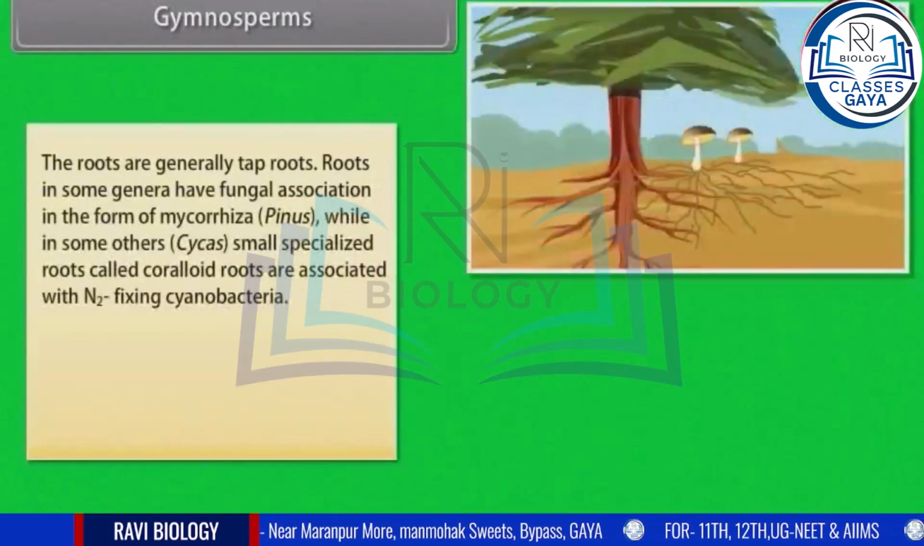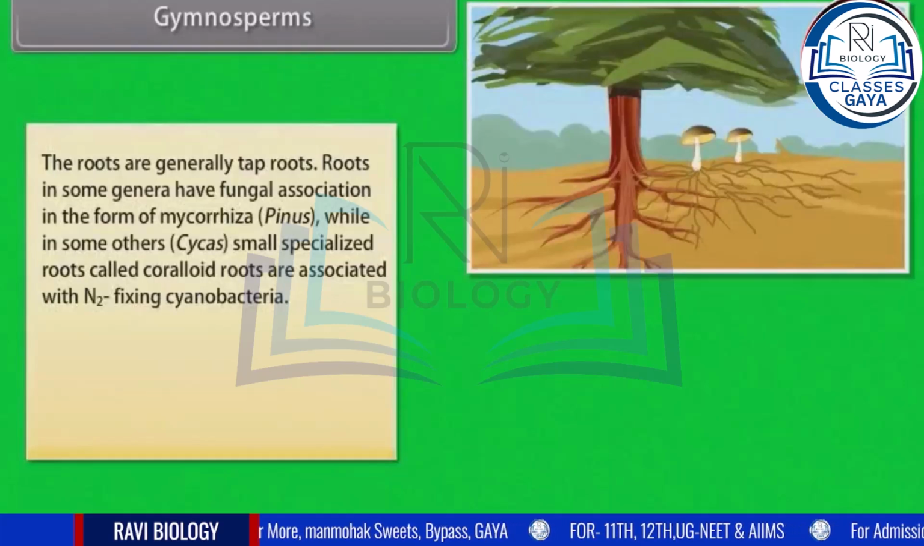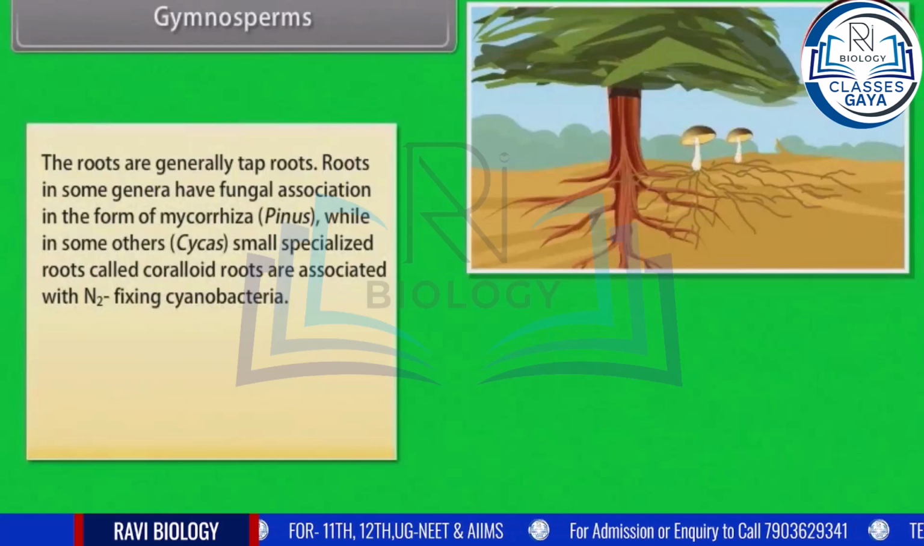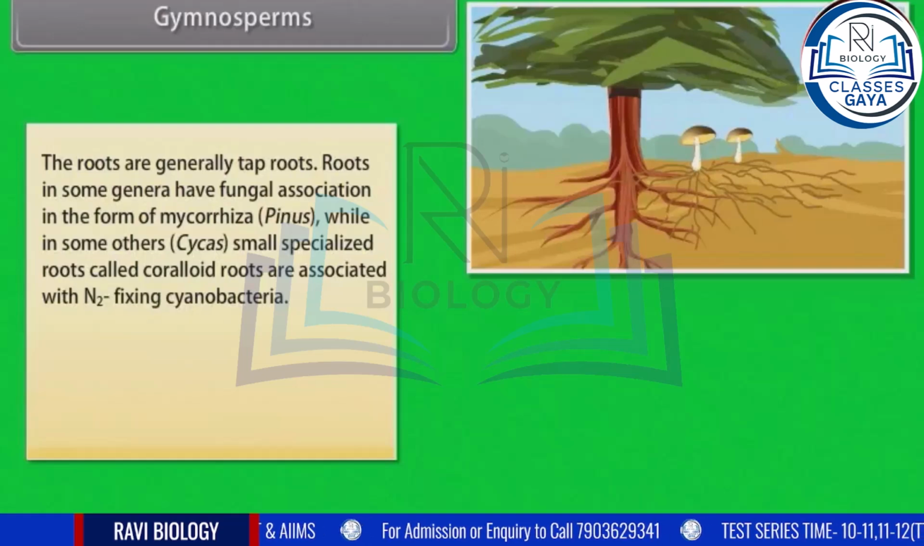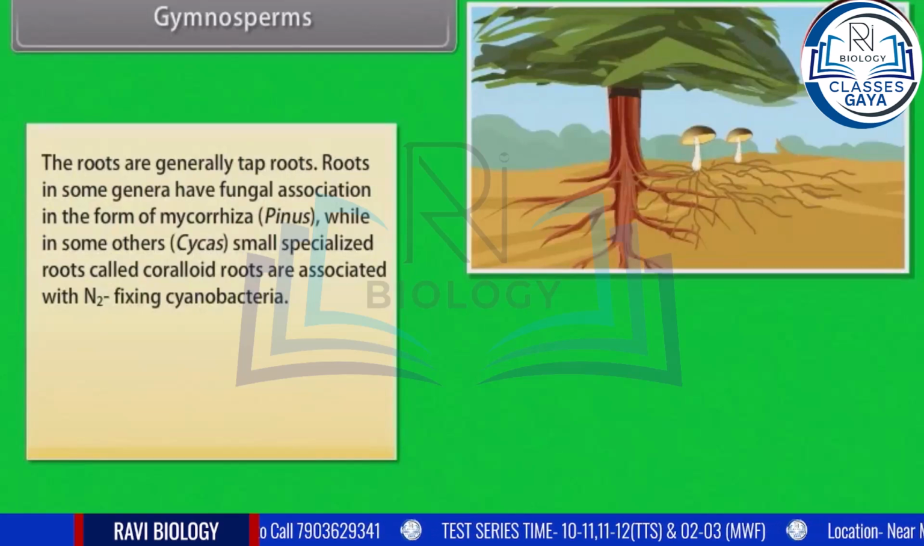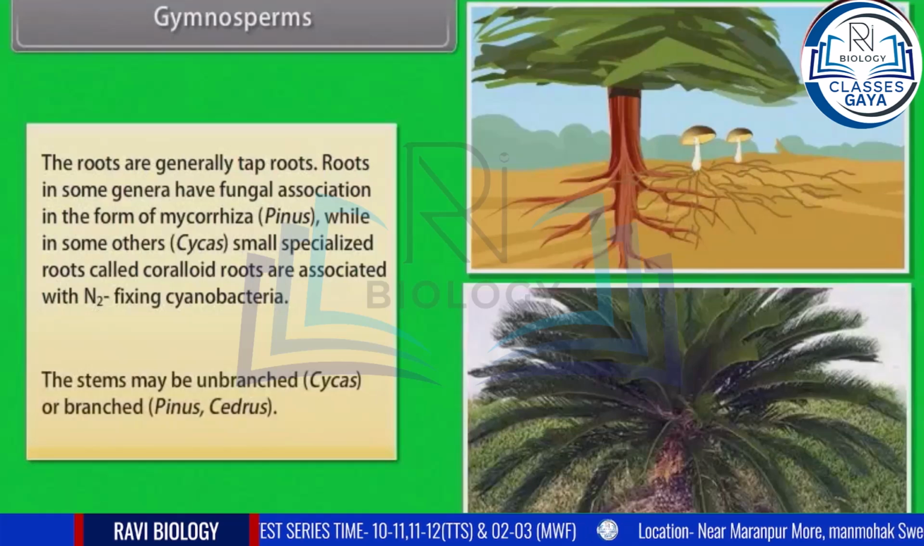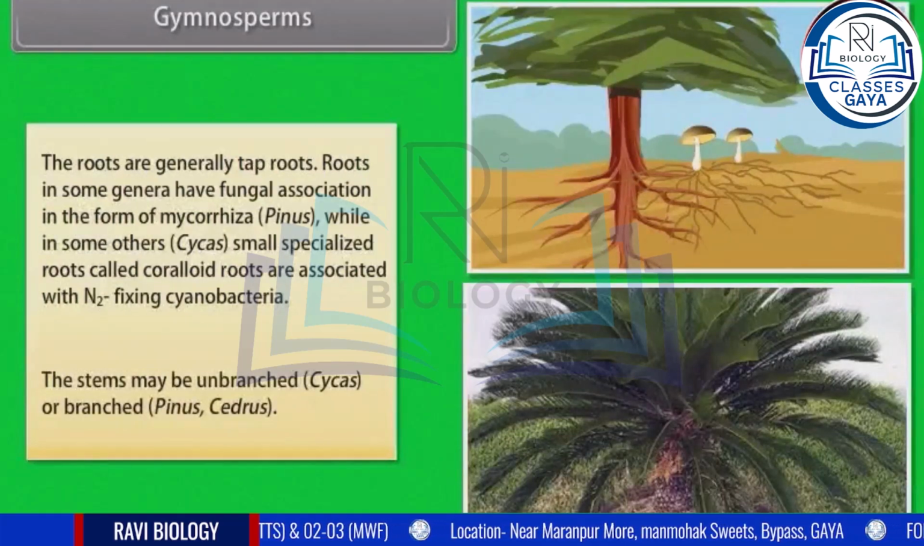The roots are generally taproots. Roots in some genera have fungal association in the form of mycorrhiza, Pinus, while in some others, Cycas, small specialized roots called coralloid roots are associated with N2-fixing cyanobacteria. The stems may be unbranched, Cycas, or branched, Pinus, Cedrus.